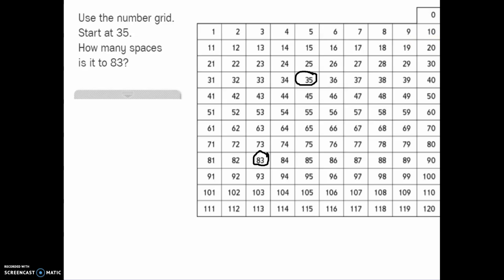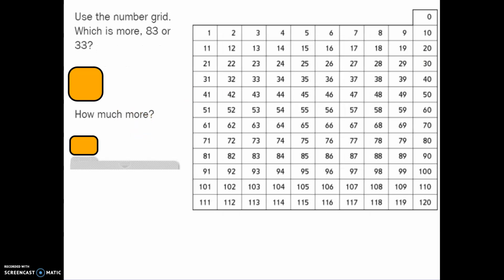Well, I really don't want to count these each by ones unless I really have to, because that's a lot of counting. Or I could just go down. Remember, when I'm going down, I count by 10. 10, 20, 30, 40. If I go one more, that's 50, but that's more than 83. So I'm going to go 10, 20, 30, 40. Then I'm going to count each number individually. 41, 42, 43, 44, 45, 46, 47, 48. So how many spaces is it from 35 to 83? It is 48.